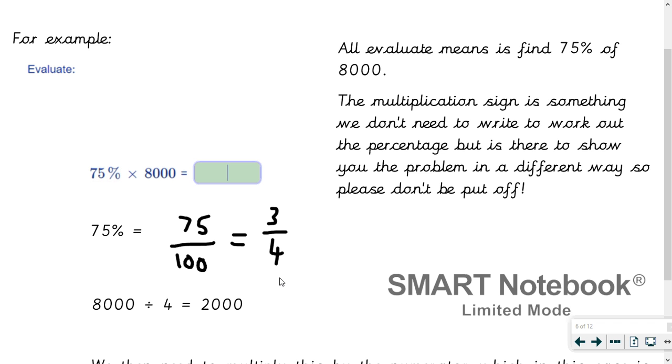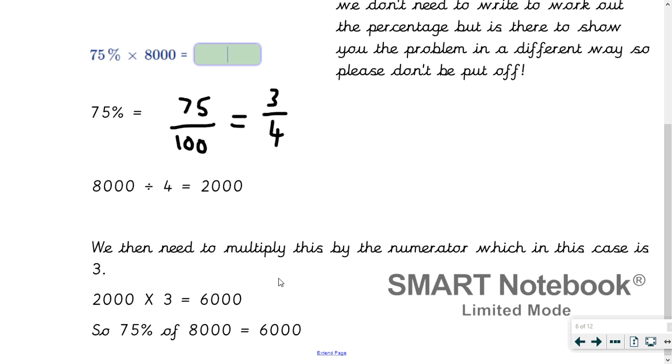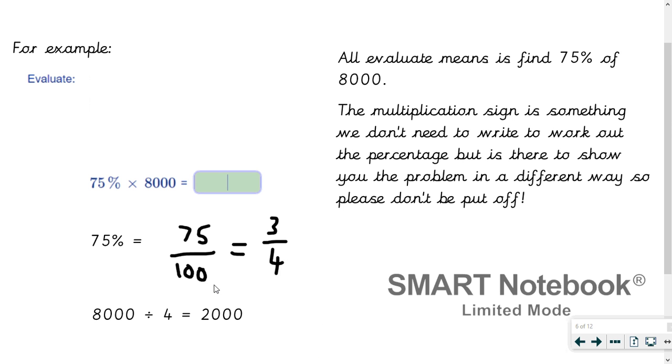Now, what's different about this question is it has a number other than 1 as the numerator. So we need to multiply the answer we get, the 2,000, by the numerator. Our numerator is 3, so I need to know what 3 lots of 2,000 are. 2,000 times 3: 2,000, 4,000, 6,000. So 75% of 8,000 is 6,000. Exactly the same method, even though it said evaluate and put a multiplication sign.